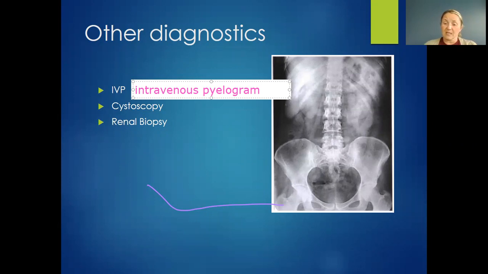Another test is a cystoscopy. With this, a thin tube with a camera, it's kind of like an endoscopy, so scopy, camera. So cystoscopy, looking at the bladder: a thin tube with a camera and a light on the end is inserted into the urethra.